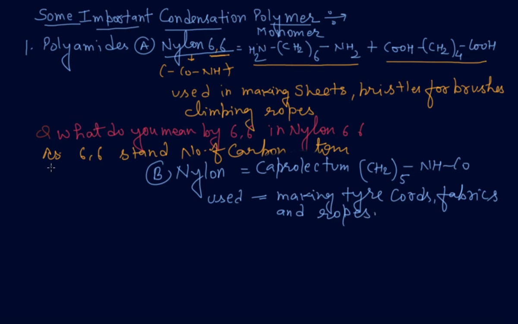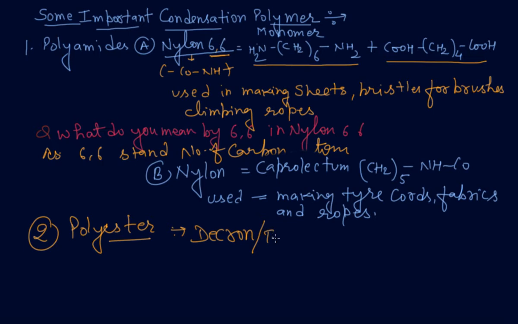Now the third one that we are going to discuss is some polyesters. In polyesters we are taking the example of Dacron, or terylene, that I also told you in the previous class. Dacron, also known as terylene, and its monomers are ethylene glycol and terephthalic acid.